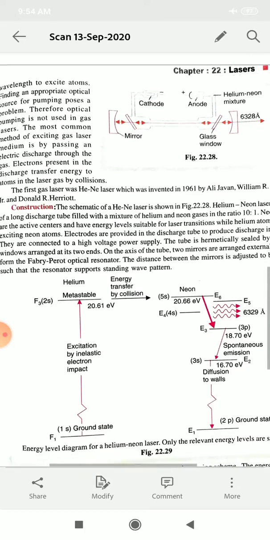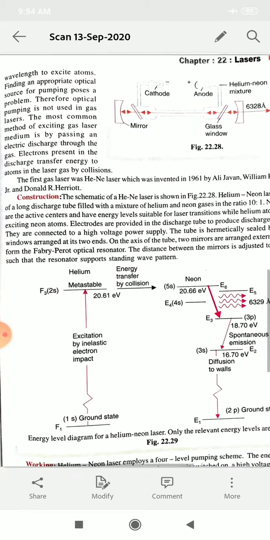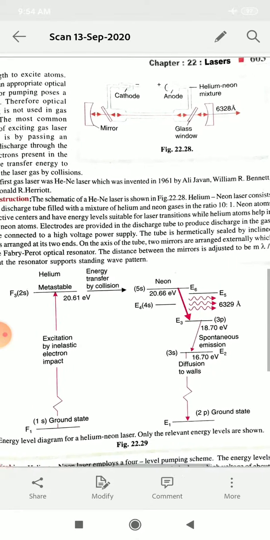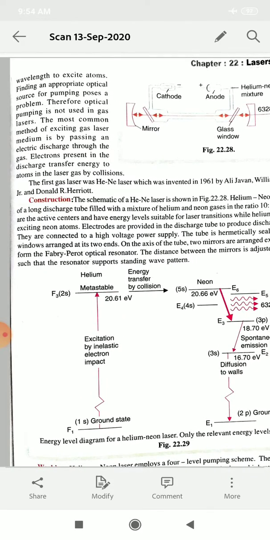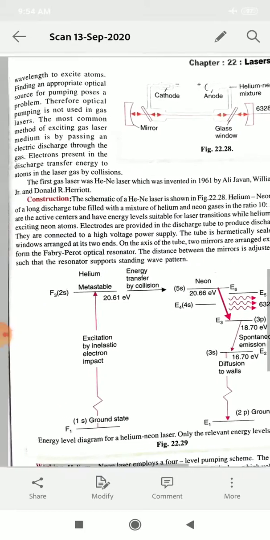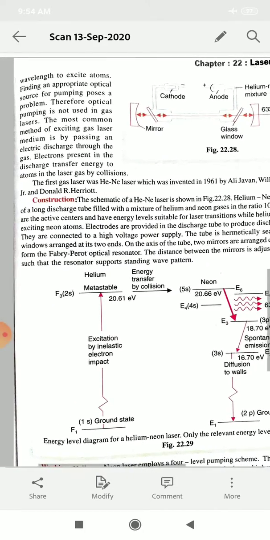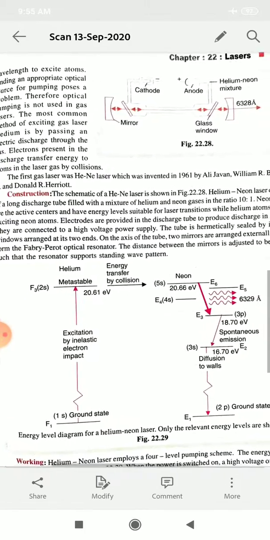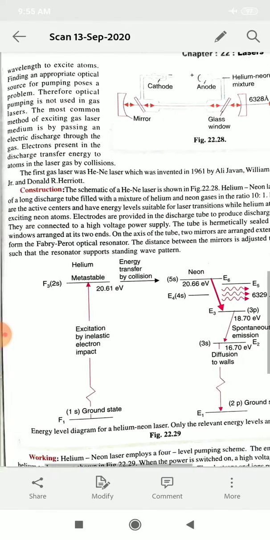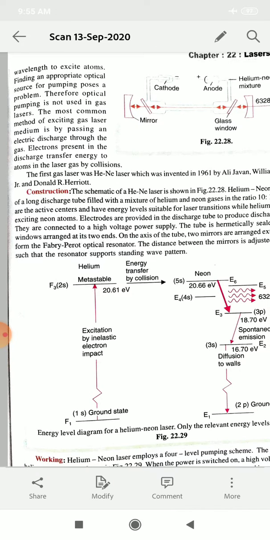Now, what is the construction? The diagram of a helium neon laser is shown in the figure. Helium neon lasers consist of a long discharge tube filled with a mixture of helium and neon gases in the ratio of 10:1. Neon atoms are the active centers and have energy levels suitable for the laser transition, while helium atoms help in exciting the neon atoms.